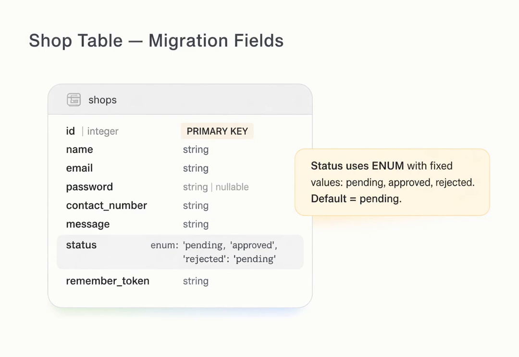The shop table has a few more fields than the admin table. It has name, email, and password, but the password is marked as null. There's a contact number, a message field for any notes, and a remember token. The most interesting field here is status. Since a shop has to be approved by an admin before it can operate, the status field uses an enum type with exactly 3 possible values: pending, approved, and rejected. The default is pending because every new shop starts in a waiting state. Using enum here is appropriate because the possible values are fixed and known in advance.